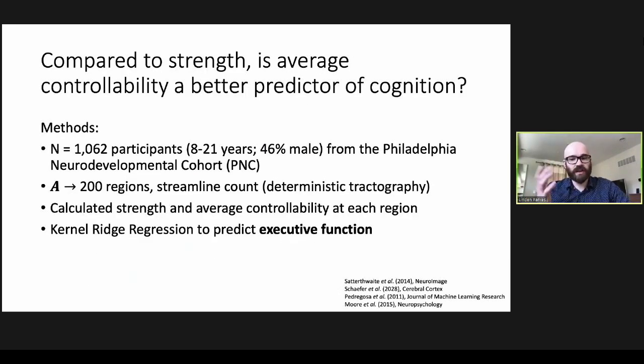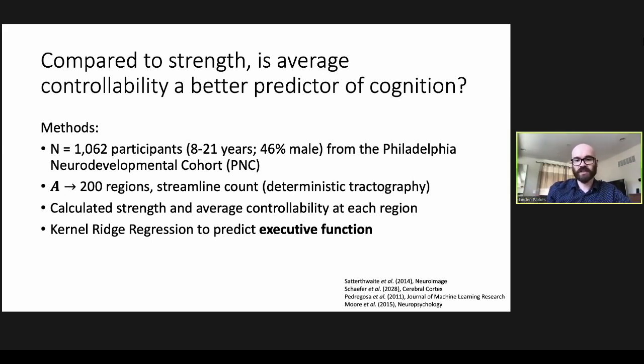My interests are primarily in individual differences, so I was interested in examining the extent to which average control serves as a better predictor of cognition. So how I did that was I took roughly 1,000 participants from the Philadelphia neurodevelopmental cohort, which we have here at Penn. I generated adjacency matrices using 200 regions based off deterministic tractography, and I weighted the edges by streamline count for every subject. Then for every subject and every region, I calculated strength and average control. Then I used a kernel ridge regression to predict executive function.